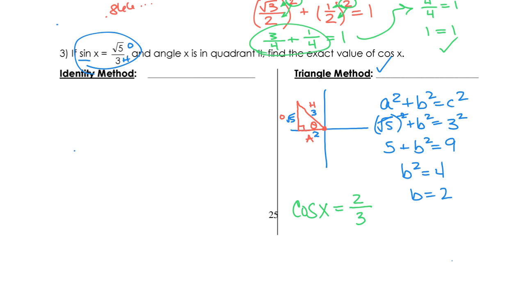And then we have to just check the sign. So, All Students Take Calculus. Sine theta is positive, and therefore cosine theta is negative, and so we have to add in a negative in order to have our correct answer.